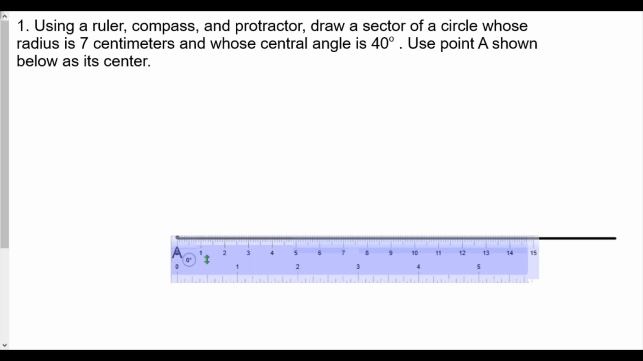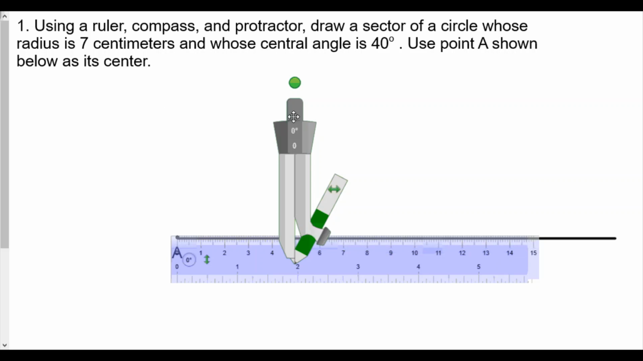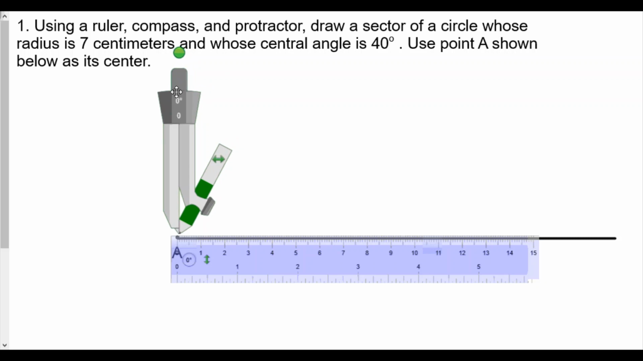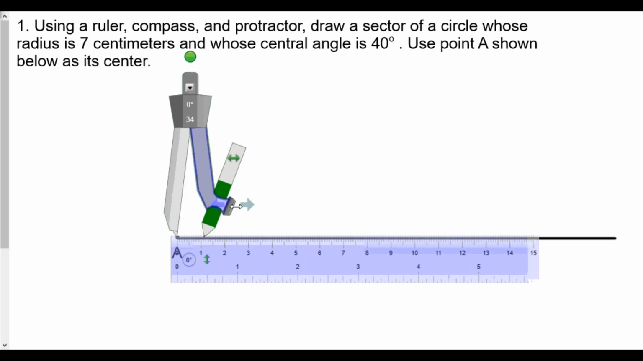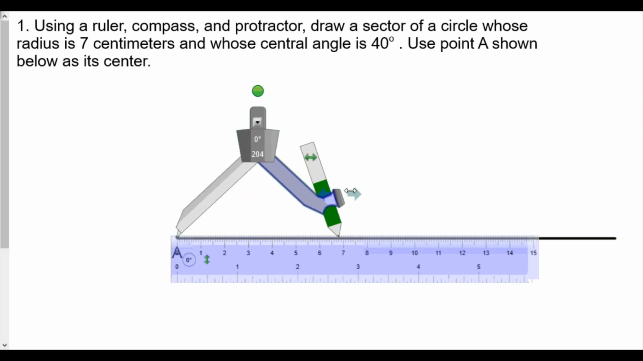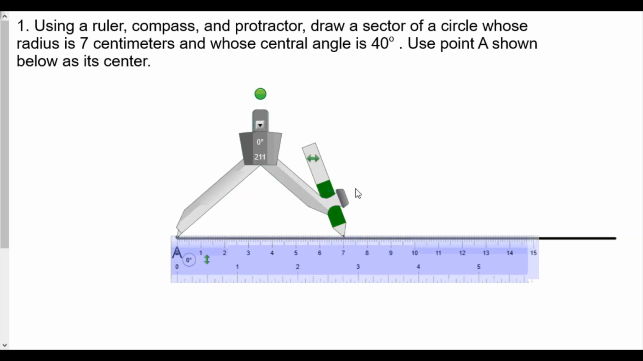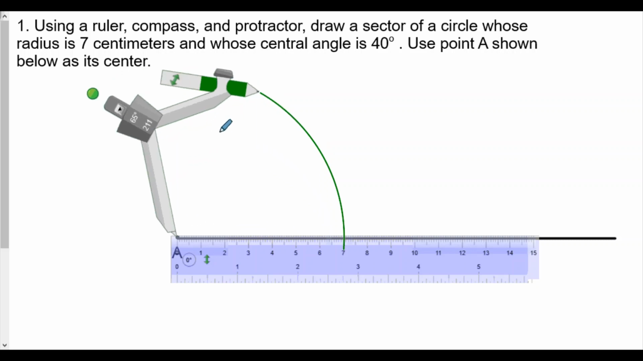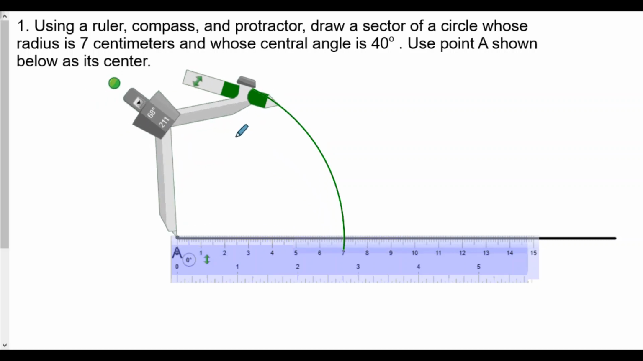Now, also going to break out a compass, because from here we're going to open up our compass so that the needle point is on A, and our compass pencil point is at the 7. There you go, that's about 7. So now we're going to draw an arc. So this much. All right. So we know here this is 7 centimeters away from point A.